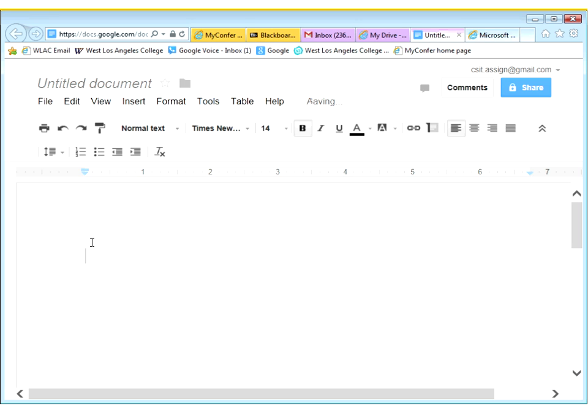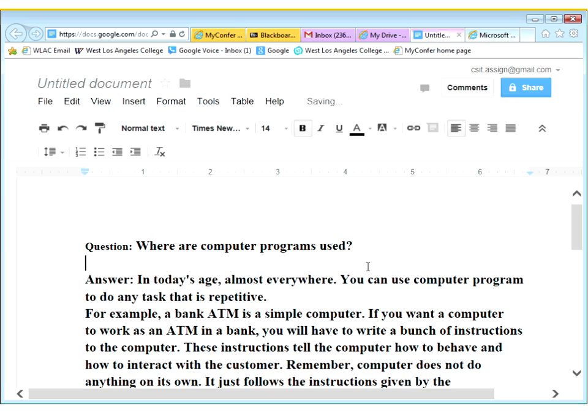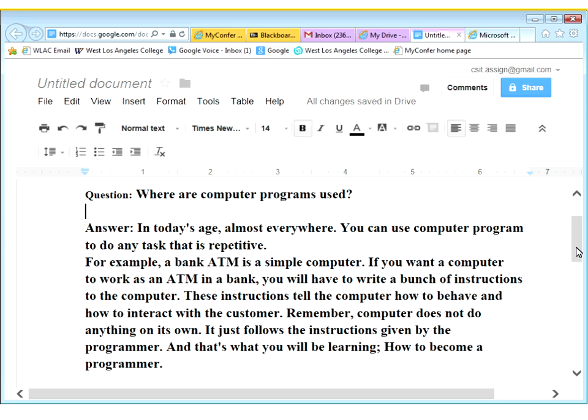Oh, right. So, where are computer programs used? And we kind of know the answer to this. In today's age, almost everywhere, you can use computer programs to do any task that is repetitive. So usually, most programs are written to do repetitive tasks. Okay? And so just be aware that there are mechanisms in computer programs that allow you to execute these repetitive tasks. For example, bank ATM is a simple computer.